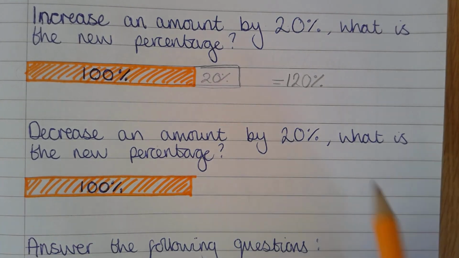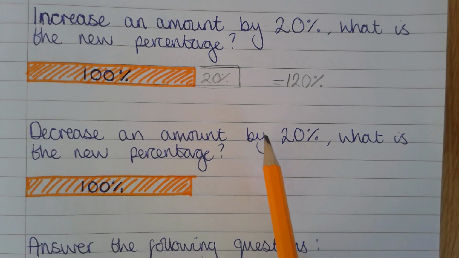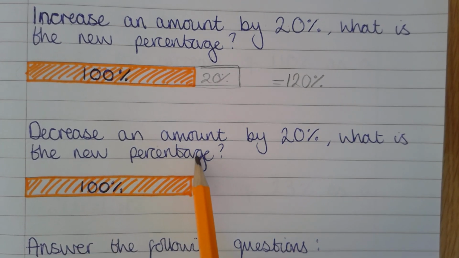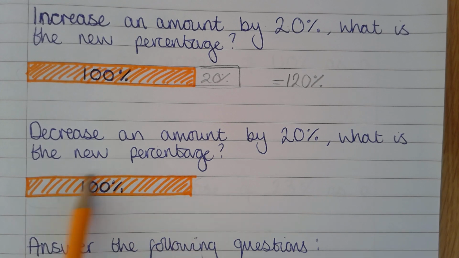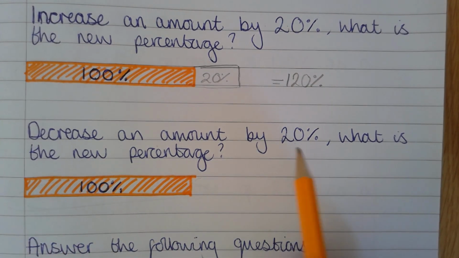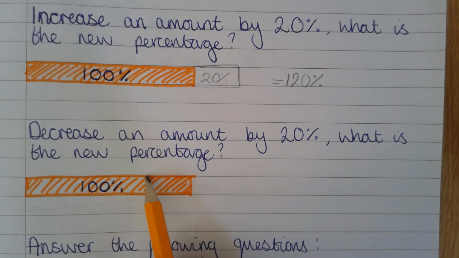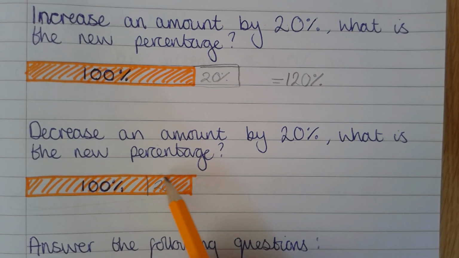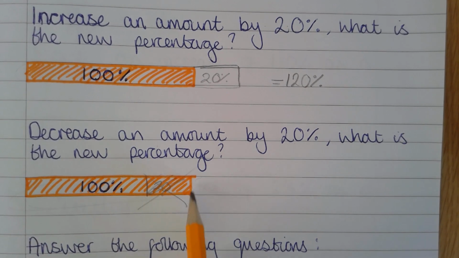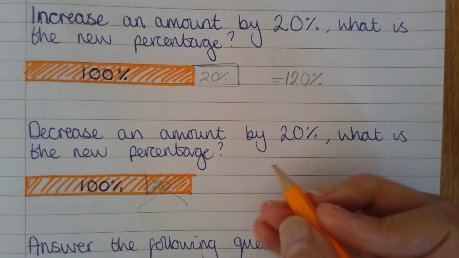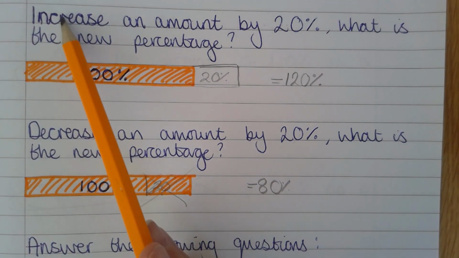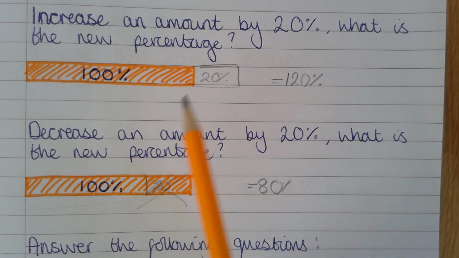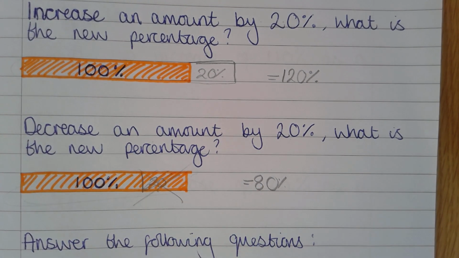And then decrease an amount. This time we're decreasing an amount by 20%. What is the new percentage? So if a question says you need to decrease an amount by 20% and you're not told that anything's happened to that value before, you're again starting on 100%. So this time we want to take away 20%. So if I take away 20% here, I can cross that part off, 100%, and I cut off 20%, so I'm just left with 80%. You can see what's happened. Increase by 20%, we've added it on. Decrease by 20%, we've taken it off.